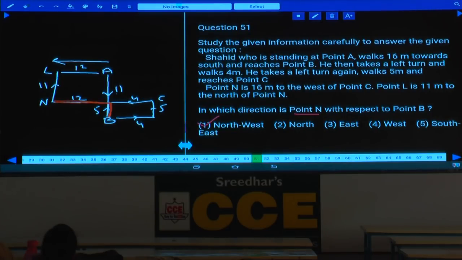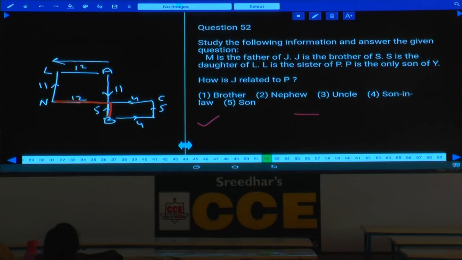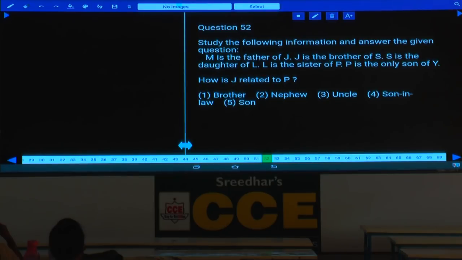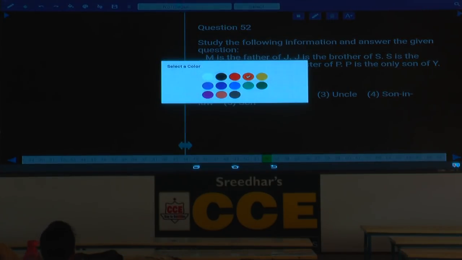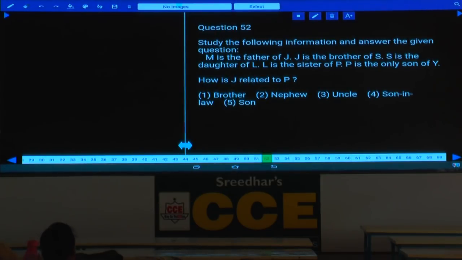Then 52 to 54. Now a small set on blood relations for 3 marks. 52. M is the father of J. As M is the father of J, tell me what is the relation here? Now M is here and this person is the father of J, can be written like this. M is the father of J and J is the brother of S. As J is the brother of S, J and S are siblings to each other.